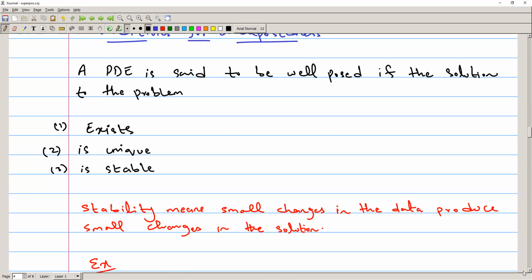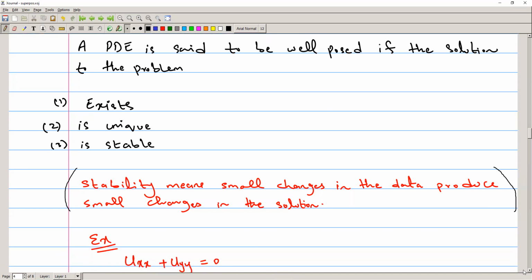And condition number 3 is stability, which means that small changes in the data produce small changes in the solution, right? So if we change our data a little bit, like if we change the boundary conditions or the initial conditions, then it should not produce a very large variation in the solution. We will check in some questions how it works. So let's do that.